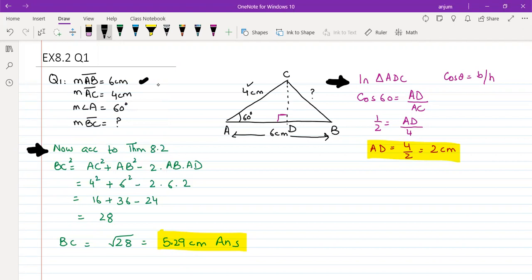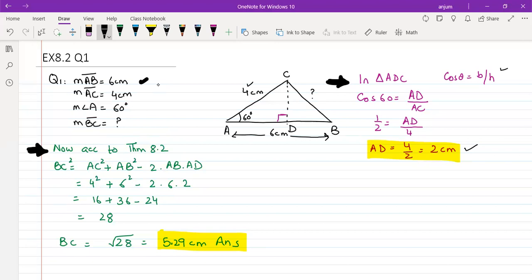We have drawn a perpendicular over here, CD, so that we can have a right angle triangle. As we get a right angle triangle, we can apply cos theta, which is base over hypotenuse. Cos of 60 will be equal to base over hypotenuse. In this triangle ADC, base is AD and hypotenuse is AC. By putting the value of cos 60 as 1 by 2, and AC is 4, AD will be equal to 2 centimeter. So we will be using this value afterwards.